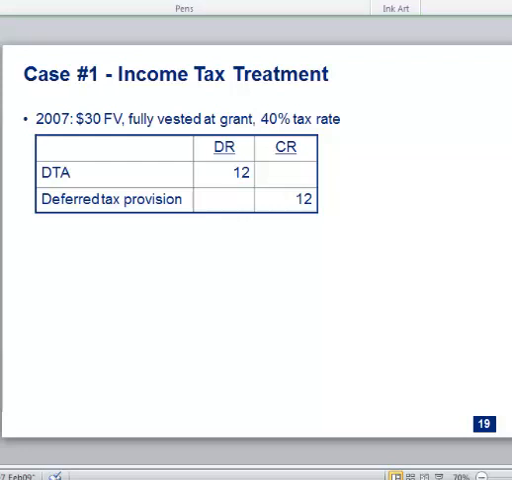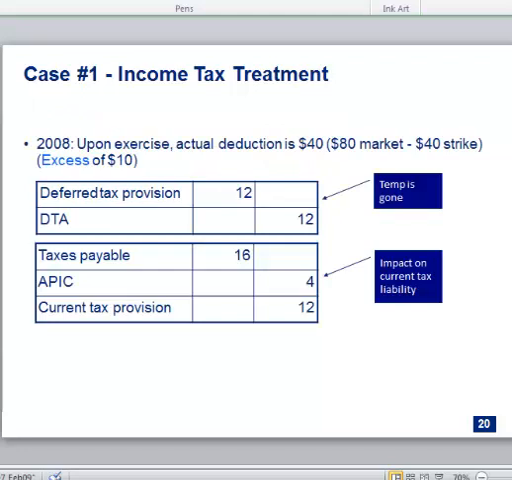Okay? So in year two, the stock is worth 80. The person pays $40 for the shares and has a $40 gain. $40 gain means that there's a $40 deduction to the company.